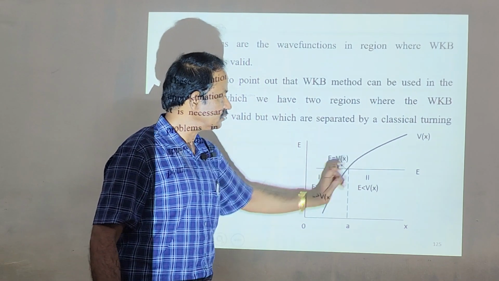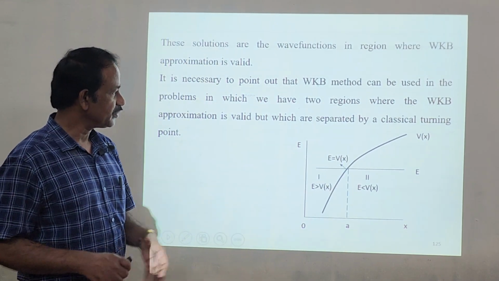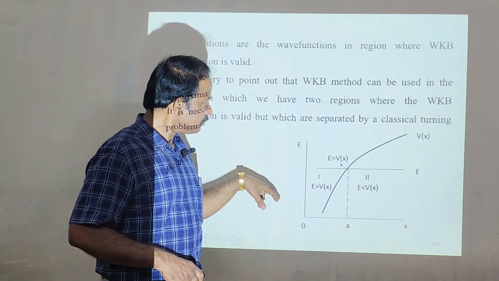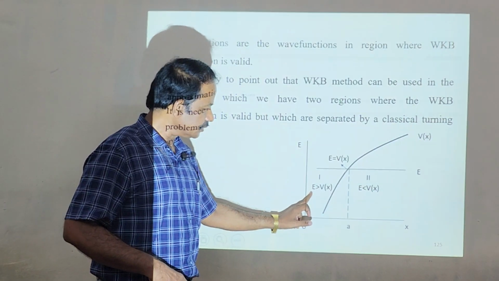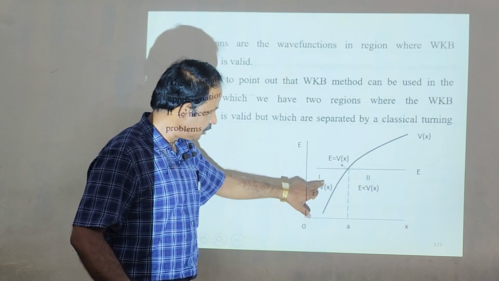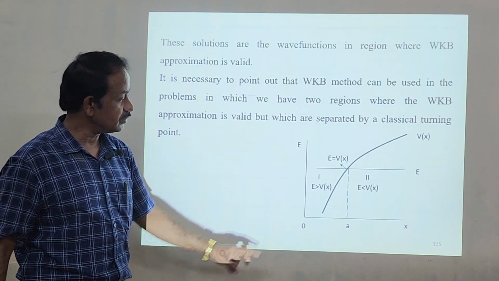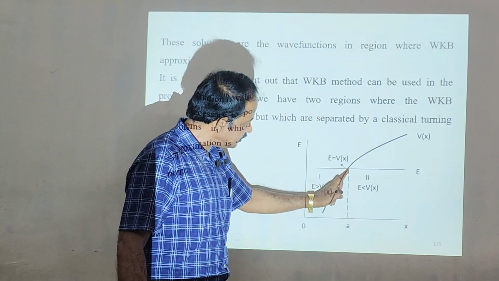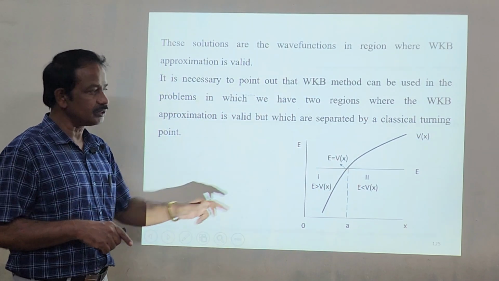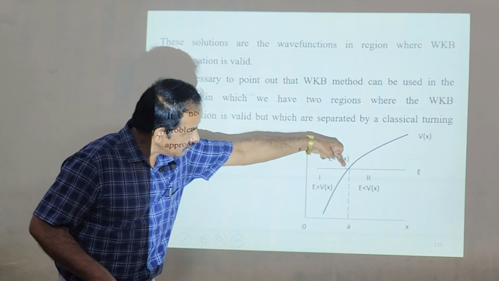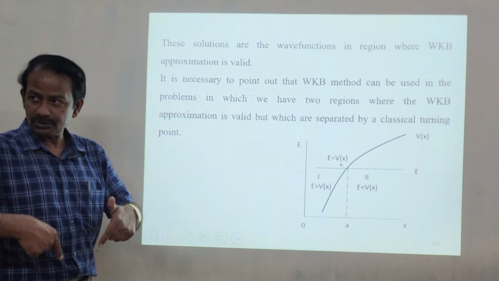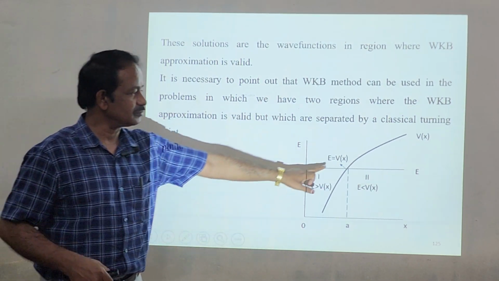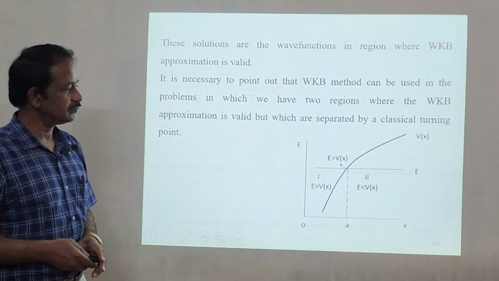For example, just take this graph. In this graph, in this region, maybe region 1, E is greater than V of x. In this region, E is less than V of x. At this point, E is exactly equal to V of x. So this point is the connection point where it connects the quantum region with the classical region.